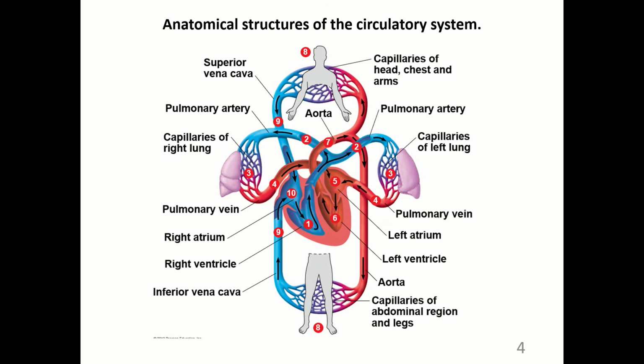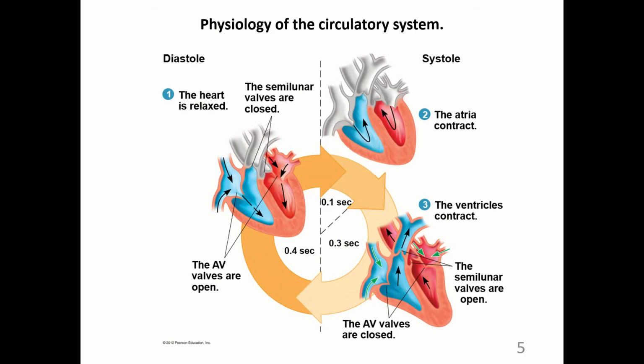Complementarity of structure and function states that form reflects function. Here are the anatomical structures of the circulatory system. The heart is the central organ of the circulatory system, and it is connected to the rest of the body through a series of vessels: arteries, veins, capillaries. The physiology of the circulatory system centers around the beating action of the heart.